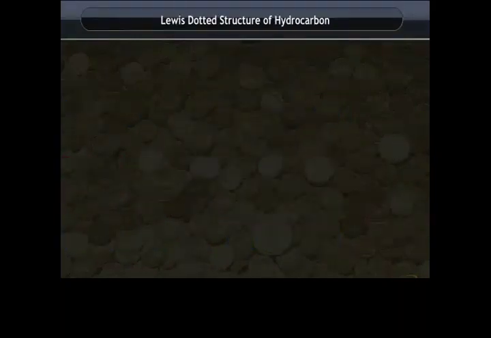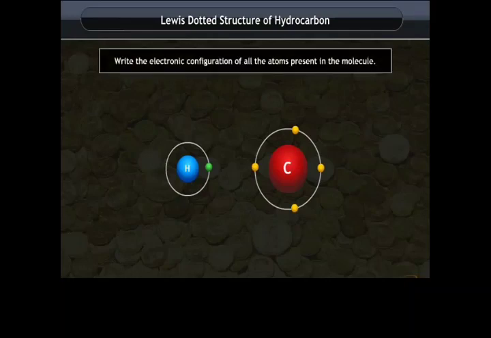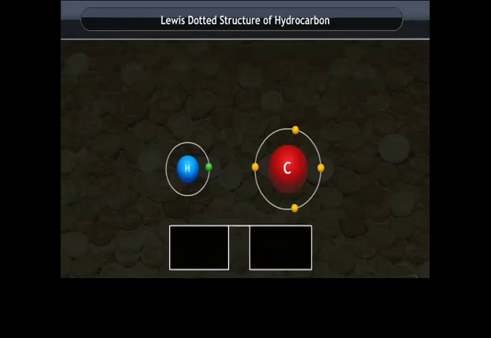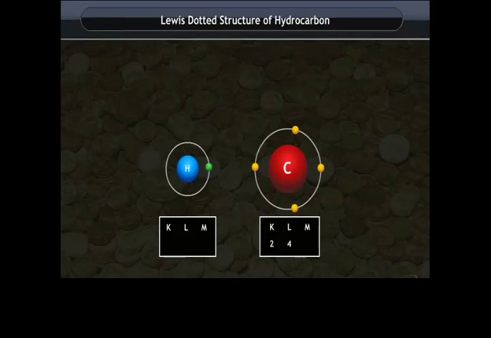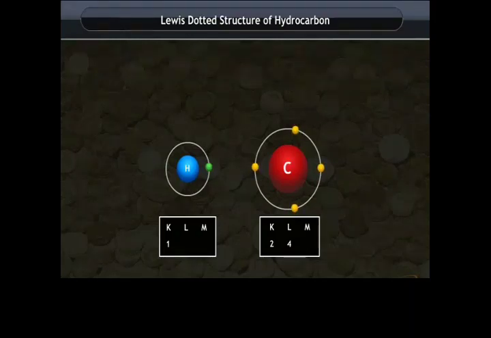Lewis dotted structure of hydrocarbon. Let us draw the Lewis dotted structure of ethane. Let us now follow the steps. Write the electronic configuration of all the atoms present in the molecule. Carbon has 2, 4 and hydrogen has 1. Identify how many electrons are needed by each atom to attain a noble gas configuration. In ethane, carbon needs 4 electrons while hydrogen needs 1 electron to attain a noble gas configuration.